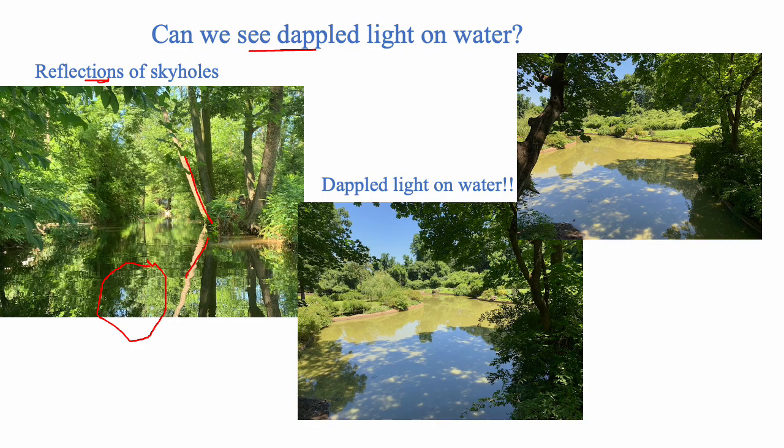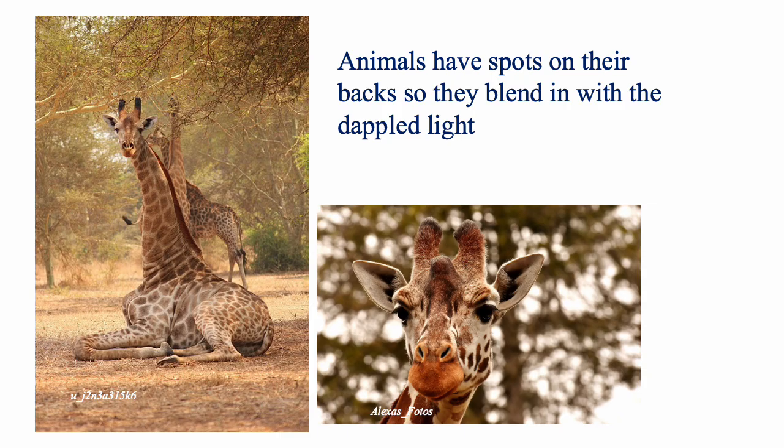And one of these situations is when you have pollen on top of the water. So this green part is a reflection of the foliage, and the blue part is a reflection of the sky, and this dark area is a shadow from the tree, and we can see little sky holes. Isn't that neat? Animals have spots on their backs, so they blend in with the dappled light.